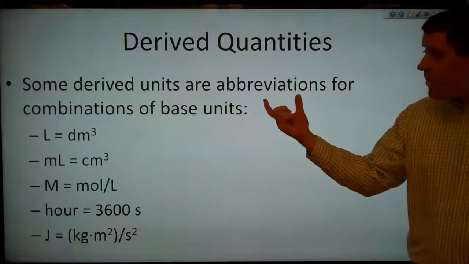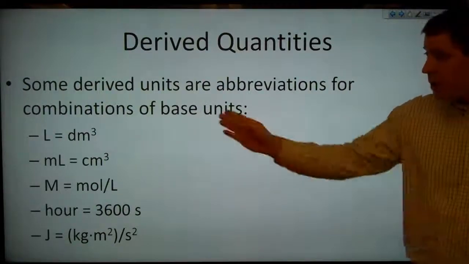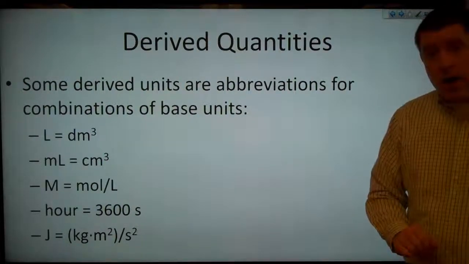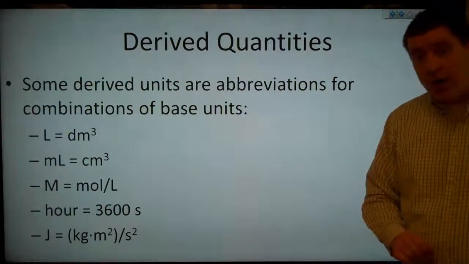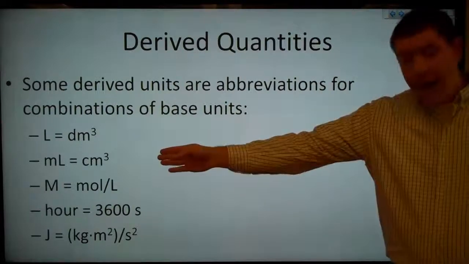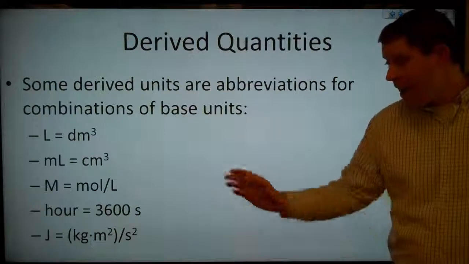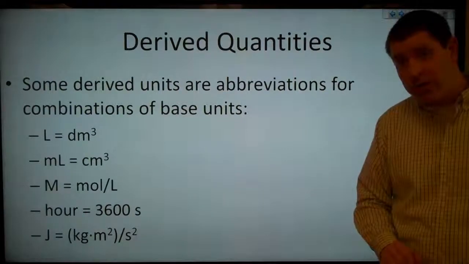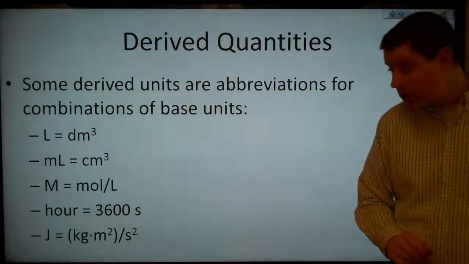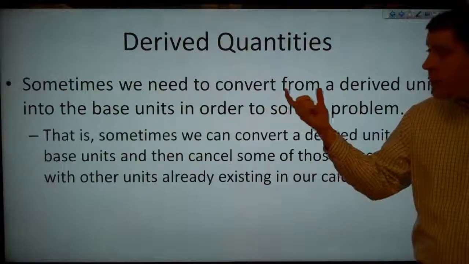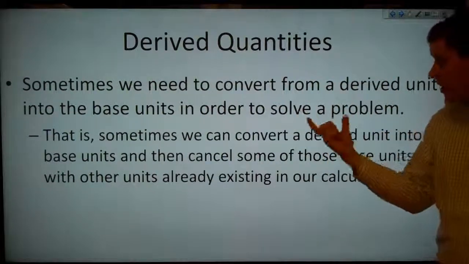So some derived units are simply abbreviations for combinations of base units. Like a liter is an abbreviation of a cubic decimeter, a milliliter is an abbreviation of a cubic centimeter. The capital M, molarity, is an abbreviation for moles per liter. An hour is simply an abbreviation for 3,600 seconds. A joule is an abbreviation for kilograms times meter squared per second squared. Now, sometimes we need to convert from a derived unit into the base units in order to solve a problem.